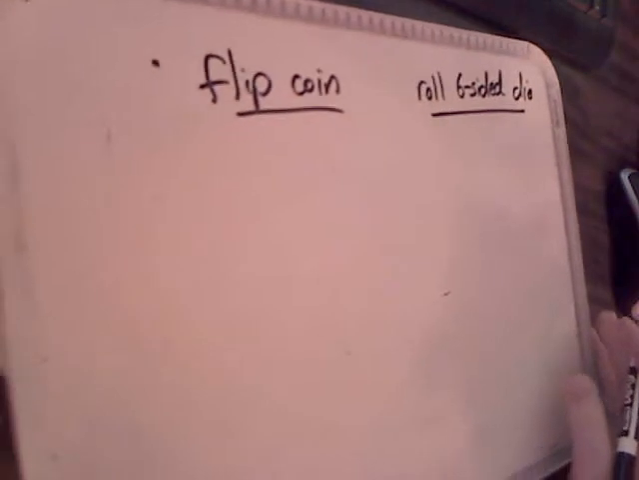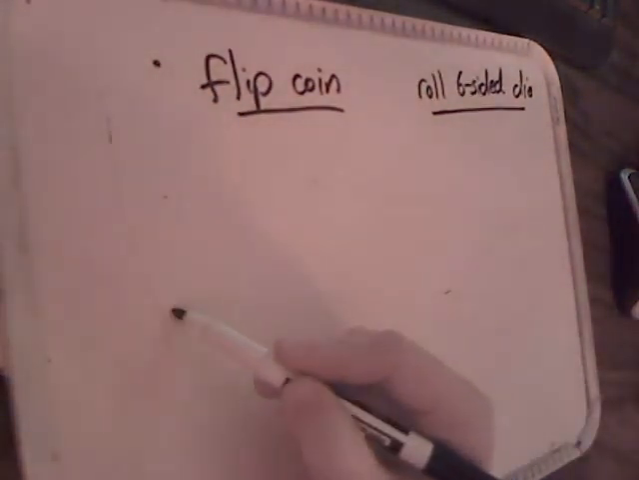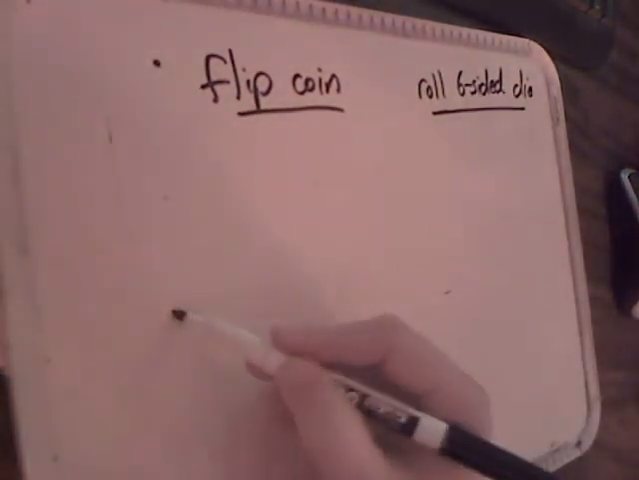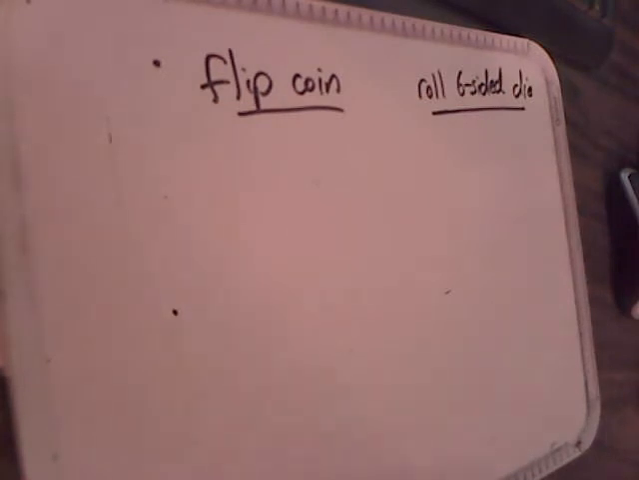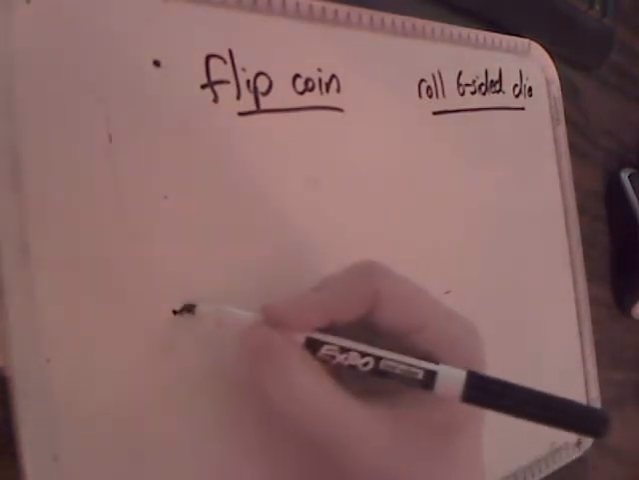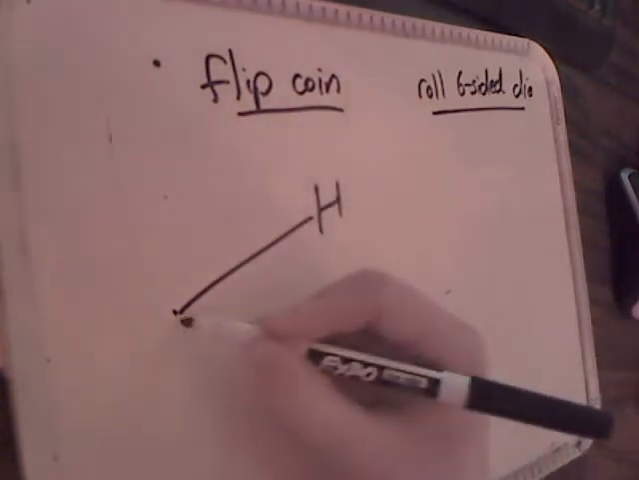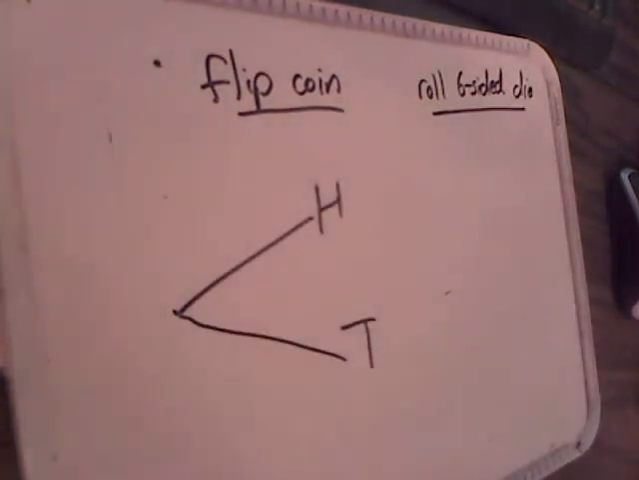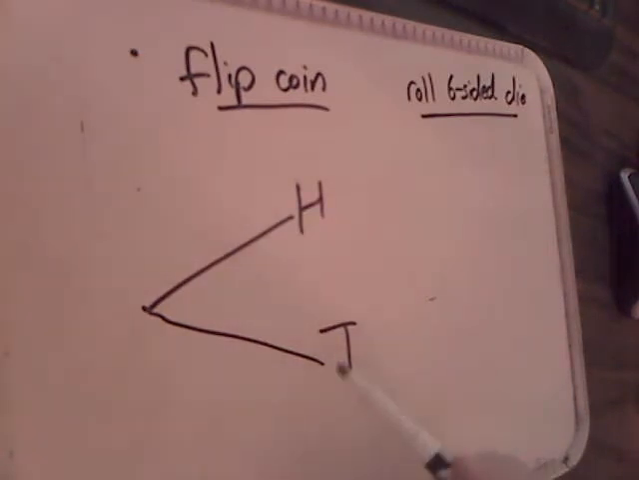I start off with no possibilities. Nothing. Just a little dot. When I flip the coin, all of a sudden there are two outcomes. I could get heads or tails. So right now I have two outcomes.